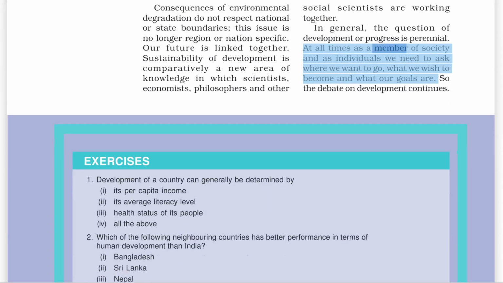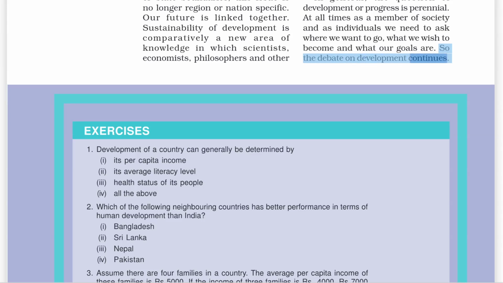At all times as a member of society and as individuals we need to ask where we want to go, what we wish to become and what our goals are. So the debate on development continues.